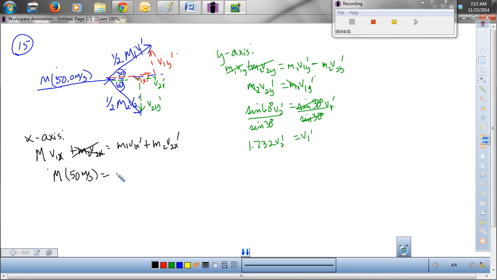is equal to, well, M1 is 1/2 of capital M, and B1x prime is going to be the cosine of 30 times V1 prime plus 1/2 big M cosine of 60 B2 prime. The big M's will cancel. So now I have 50. Alright, the cosine of 30 is 0.866. Half of 0.866 is 0.433. Get your calculator and check me. Cosine of 60 is 1/2. Half of 1/2 is 1/4.